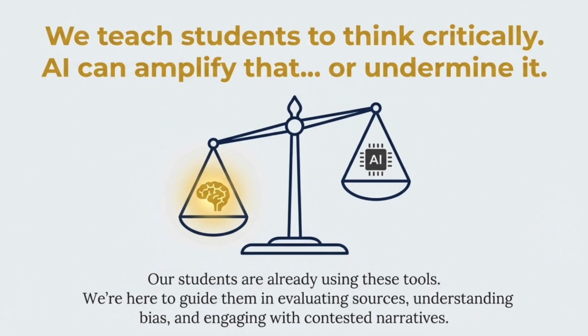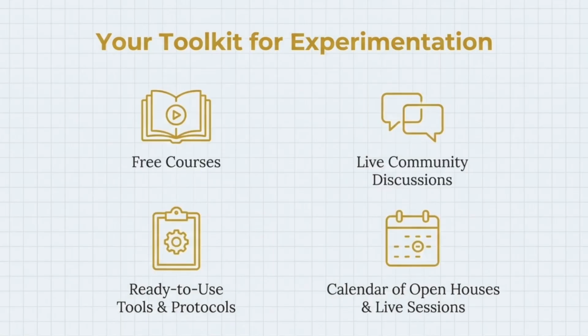So, what actually happens inside the AI Social Studies Lab? Here's what you'll find. First, we have free courses on research backed frameworks like CIVIC, SKIM-C, and RICH. These aren't just buzzwords, they're practical protocols that help you use AI responsibly and effectively with your students.